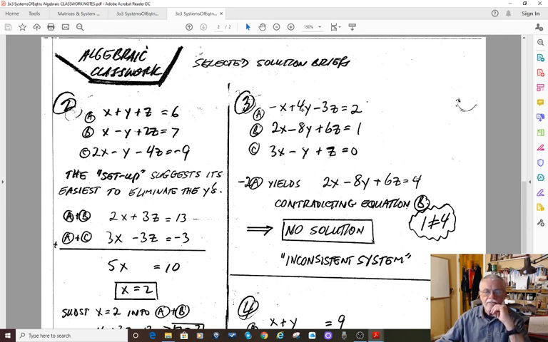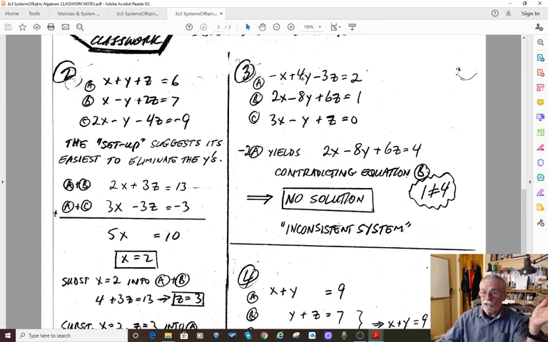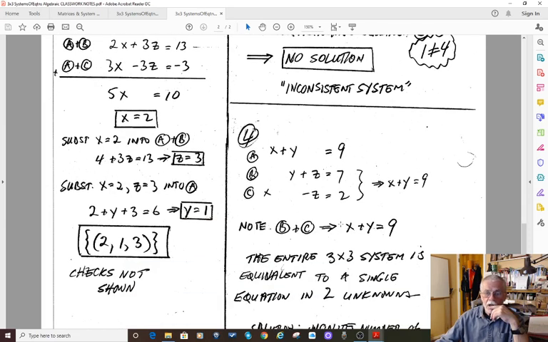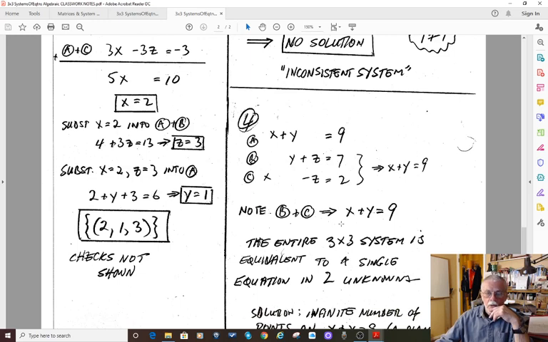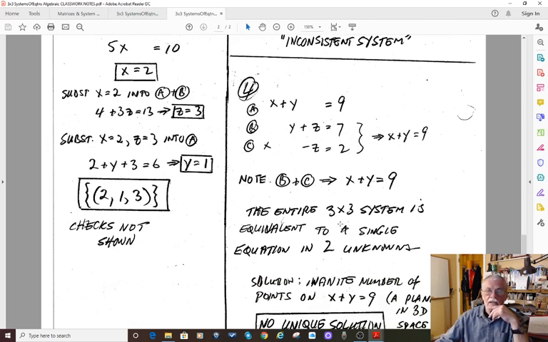Whoops, my bad. However, if you compare that with equation B, you'll find you have a contradiction there. So we're not going to get a solution. So that's how you would know if it works out like that. Similarly, example number 4, some strange things happen as well.